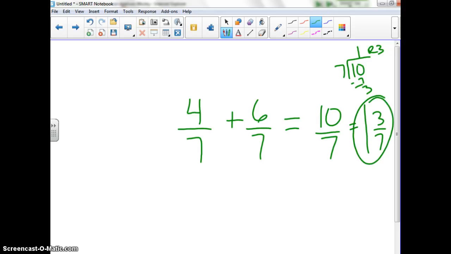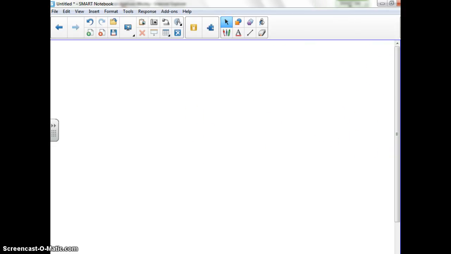Did anybody else get this one right? This was a tougher one. Good work. Everybody has to recognize the fact that if it's an improper fraction, you have to change it. You might even have to change it and then simplify it. Like this one.